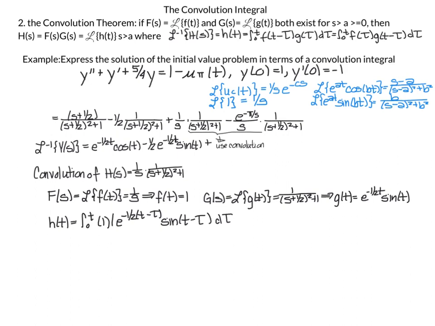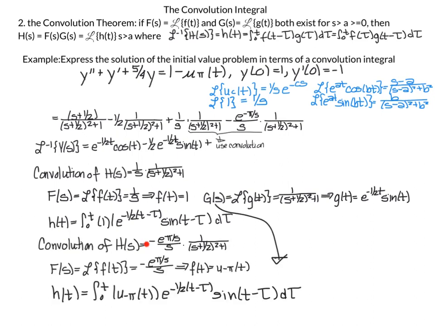that will imply that g of t is equal to, what is this? Yeah, e to the minus 1/2 t sine of t, where a is equal to 1/2 and b is equal to 1. Which means from my convolution theorem that h of t, which is the inverse Laplace of h of s, is equal to the integral from 0 to t. And I chose to use this form because f of tau, this is so easy because f of tau now is just 1. And then my g of t minus tau would be e, and then plugging in t minus tau for t, to the minus 1/2 t minus tau, sine of t minus tau d tau.